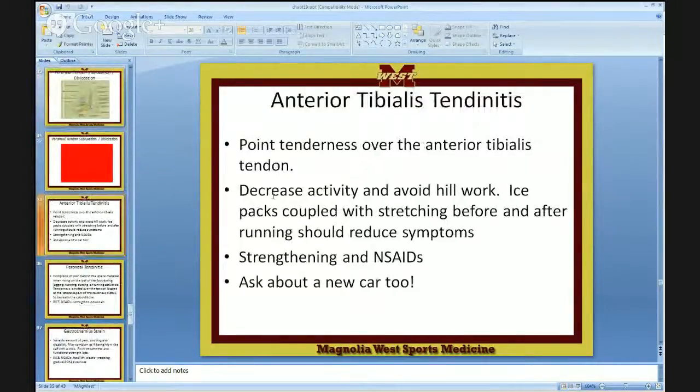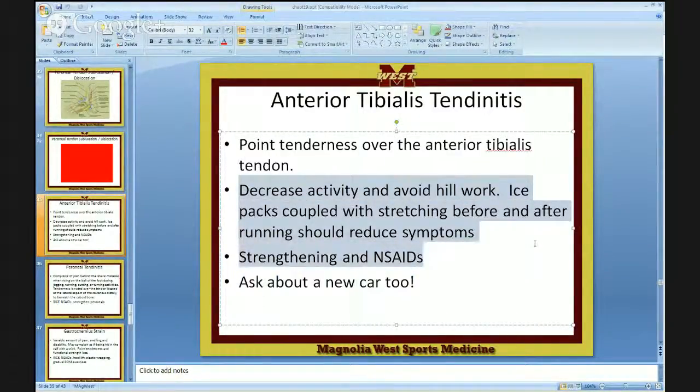35 looks like this, the anterior tibialis tendinitis. Increased activity and increased heel work. Ice packs coupled with stretching. These are how you take care of it. Is that how you take care of anterior tibialis tendinitis? Remember, you need to know if it's increased or decreased activity.